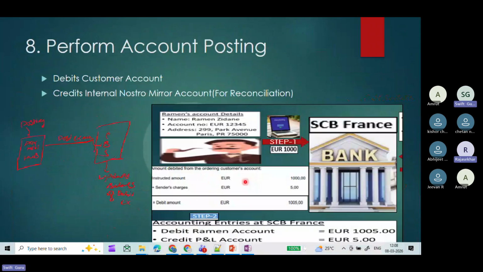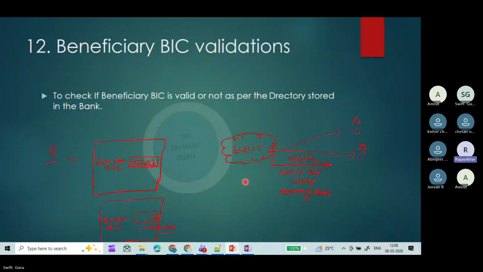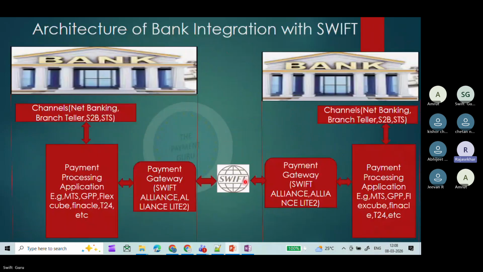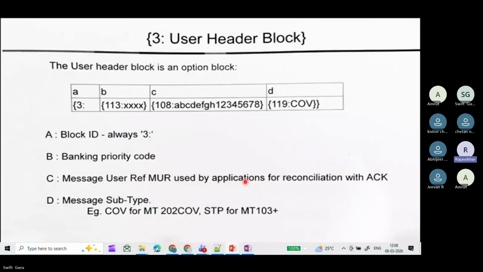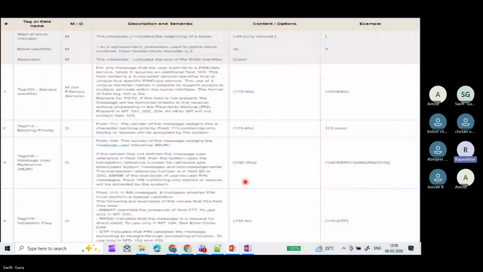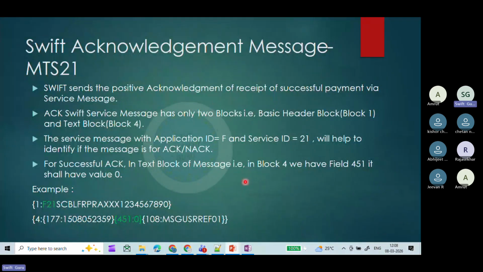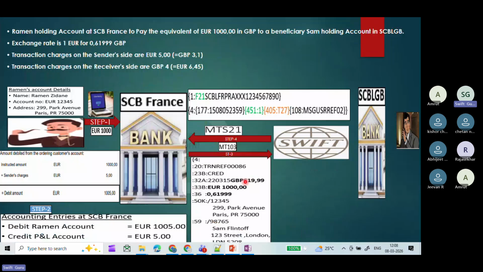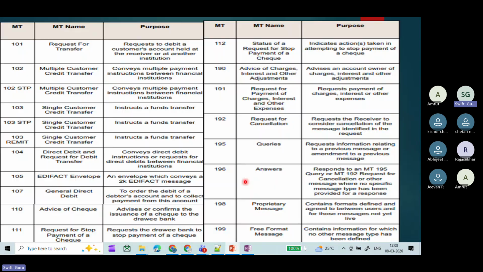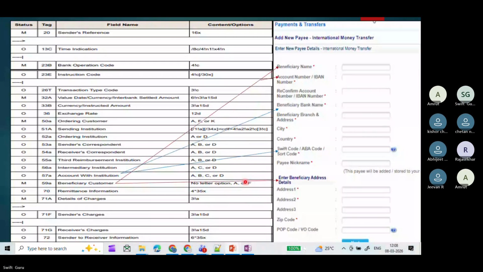I just want to understand whether you are able to show us logging into Swift GPI or AMH, how real-time message flows. Screenshots will be shown to you. Actual application, it's not possible to log in and show it to you. Okay.